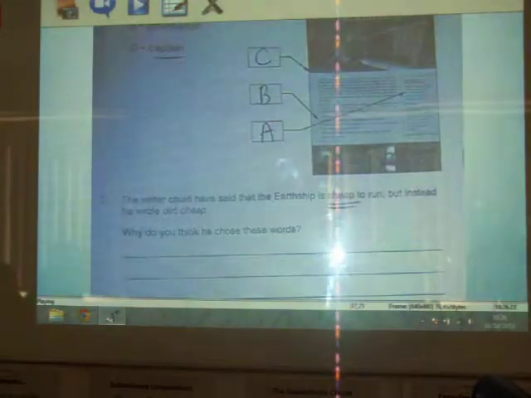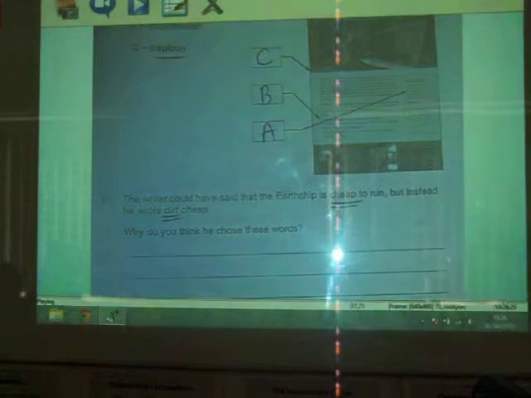Okay. Here we go. Alright, the writer could have said the airship is cheap to run, but instead he wrote dirt cheap. Why do you think he used the word dirt cheap? I want everybody to think about it first. Everybody put their hands up.